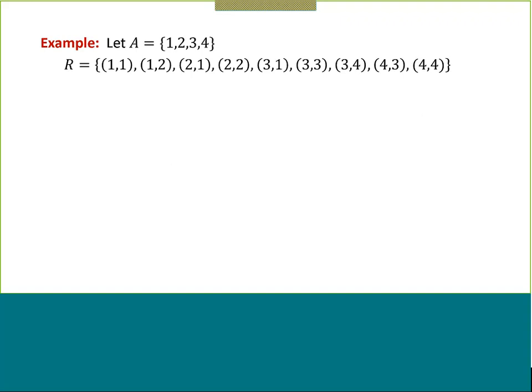So for this example right here, suppose you have your buildings 1, 2, 3, 4, similar to what we've had in the past. And suppose we have these ordered pairs: (1,1), (1,2), (2,1), (2,2), (3,1), (3,3), (3,4), (4,3), and (4,4). And we're going to check the 5 properties that we have so far. I'll just go ahead and throw them up there.